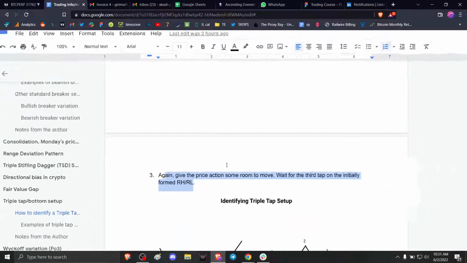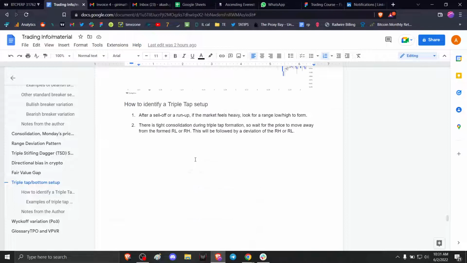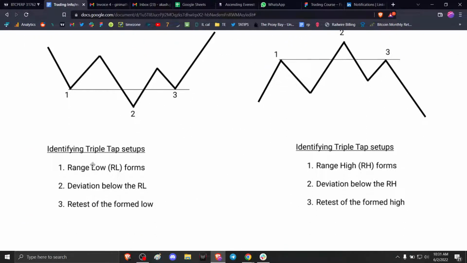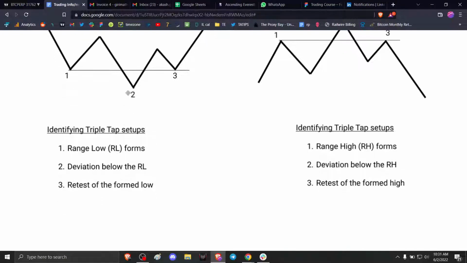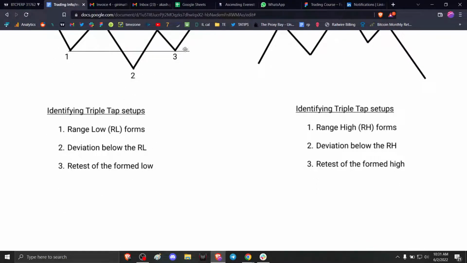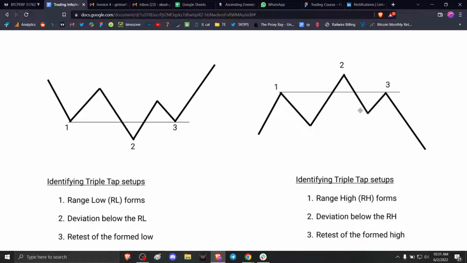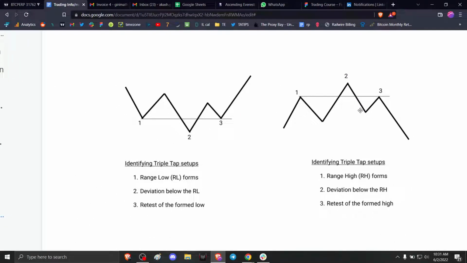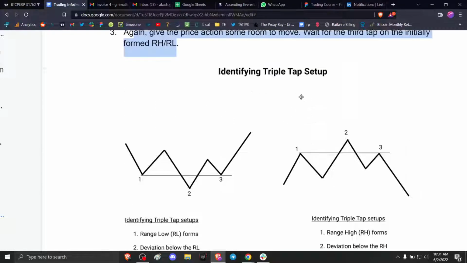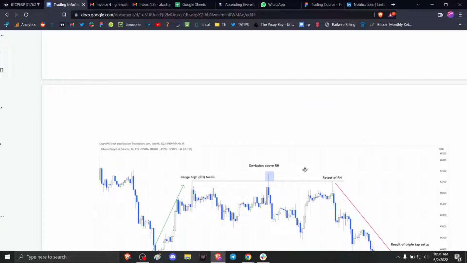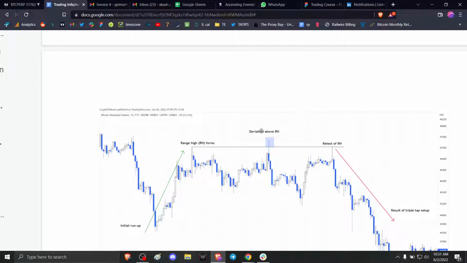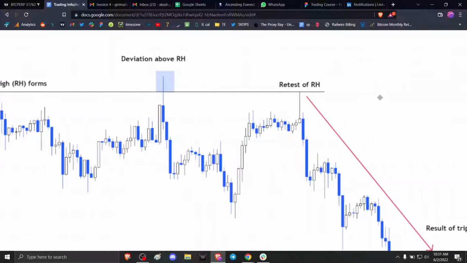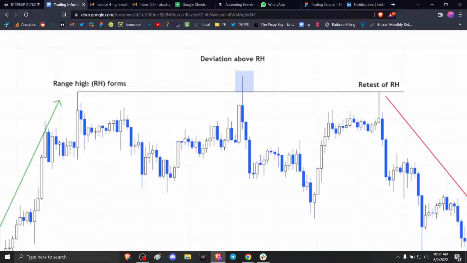All right, so basically this is how a triple tap setup is formed, and here is the line diagram representation of it, right? Range low forms, deviation below the range low, and then a retest of the formed low. Now, this is a textbook representation of a triple tap setup, and more often than not, you don't get a textbook reversal, right? You don't get a textbook formation. Like this is a perfect example of a textbook triple tap setup, because the price has actually retested this level, right? The initially formed range high.